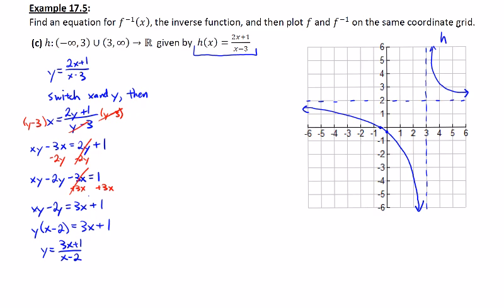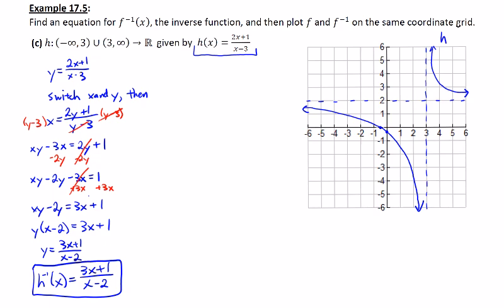So we were able to successfully get that two instances of y down to just the one instance, and then this is what we can call h inverse. h inverse of x is going to be equal to 3x plus 1 over x minus 2. So even though we took it out of the rational function look by getting rid of the fraction, once we got the y into that one instance, we had to then divide back by the x minus 2, creating the rational function again. So the inverse of this rational function is another rational function.